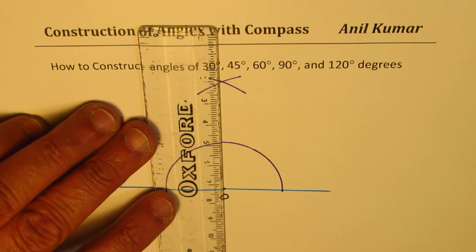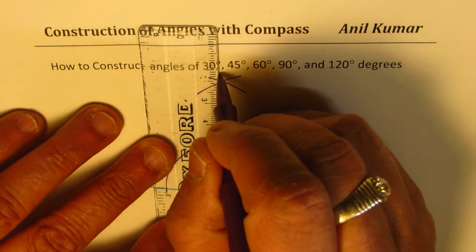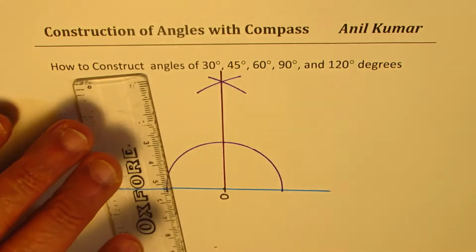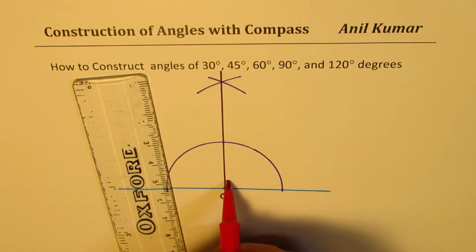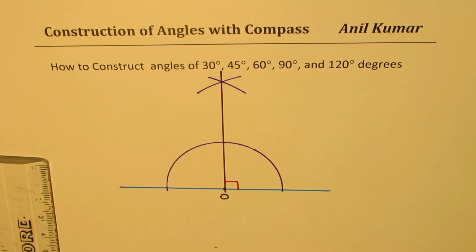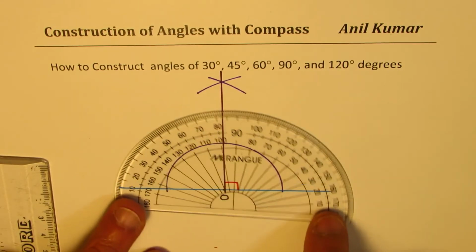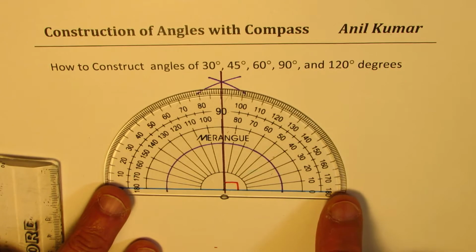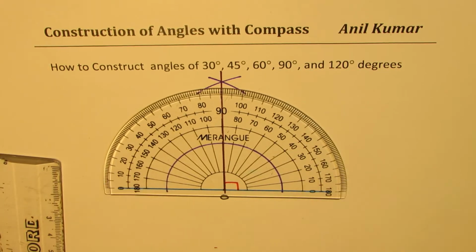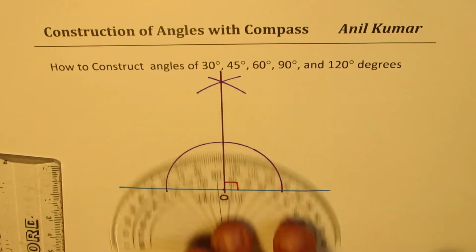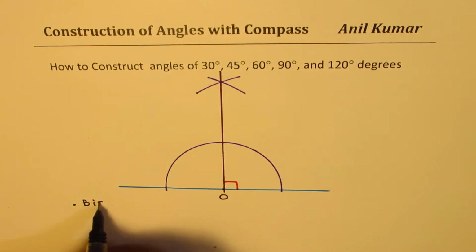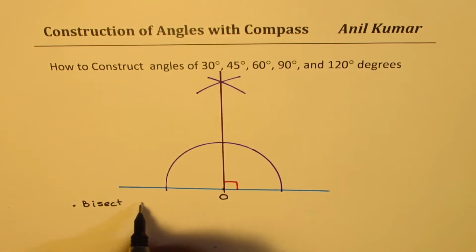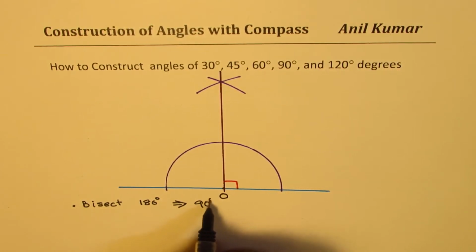Perfect. So if I join this, what should I get? I get half of 180 degrees. So this angle which I have drawn just now is exactly 90 degrees. Do you see that? And if you want, we can measure with our protractor, right? So that's the protractor. If you place it, it matches perfectly 90 degrees. So what we did in step 1 is we bisect 180 degrees to get 90 degrees.